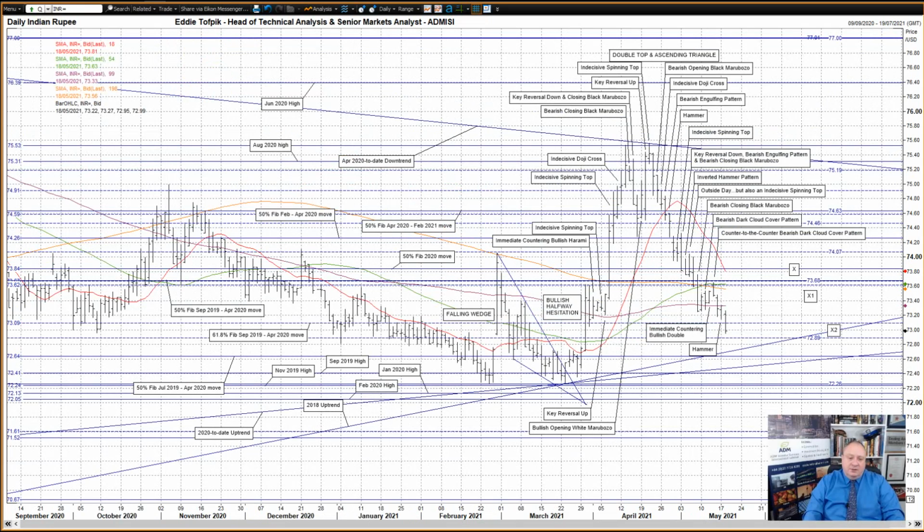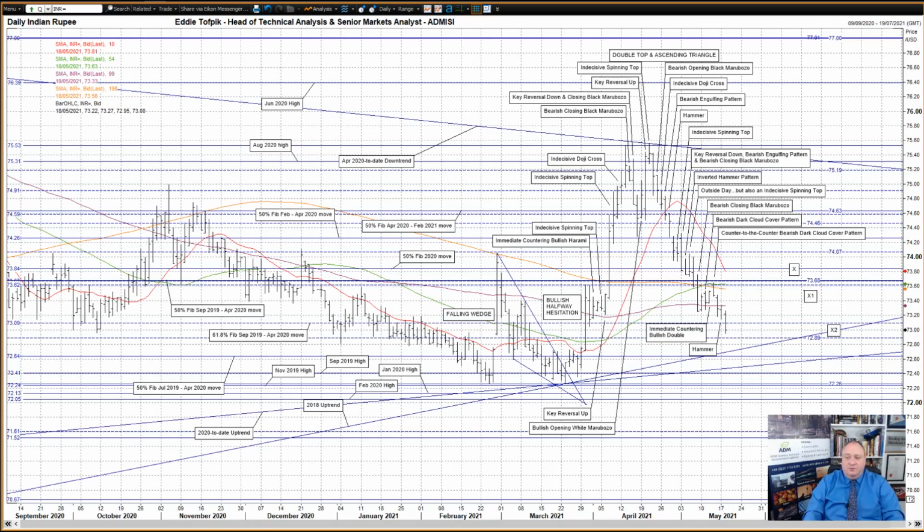US dollar against the Indian rupee. A reactionary bullish white soldier yesterday after the previous session's breach and close below the flatlining medium moving average, currently 73.33. The market ended up closing right back on the medium moving average and looking like a very small hammer pattern. That was nevertheless still unable to break up through the medium moving average.